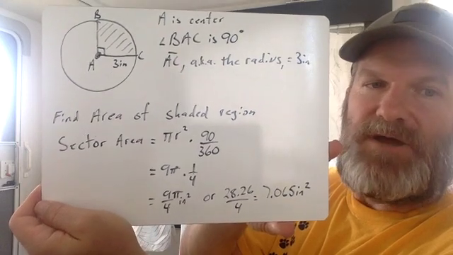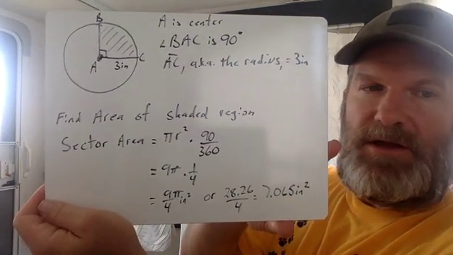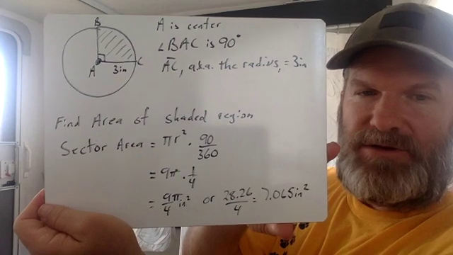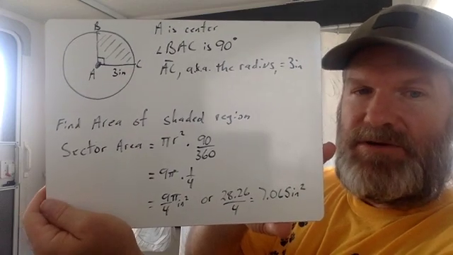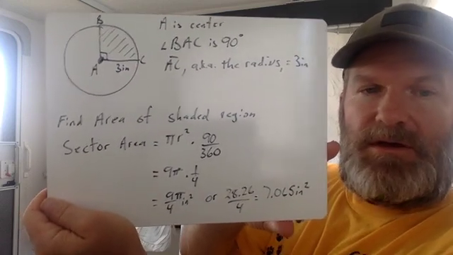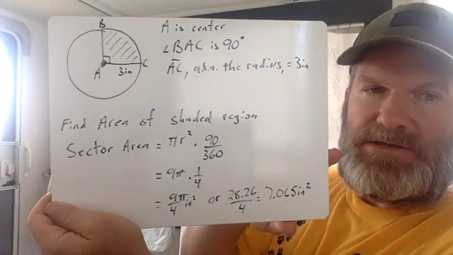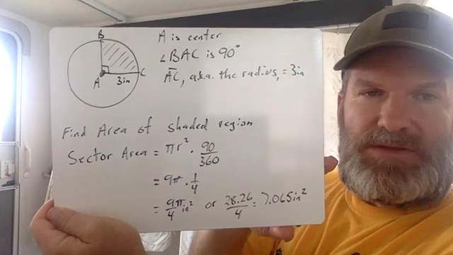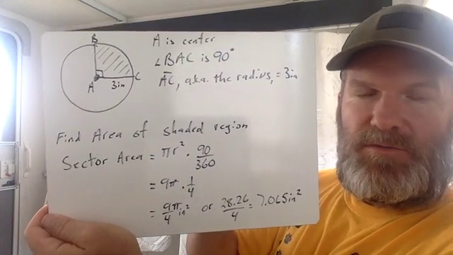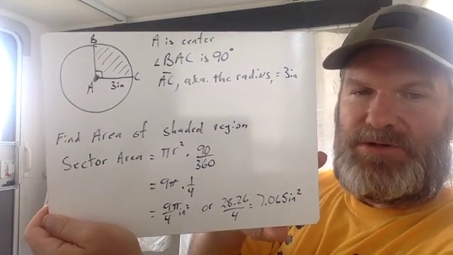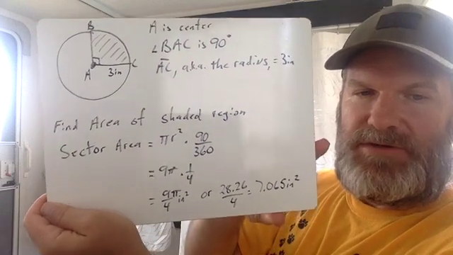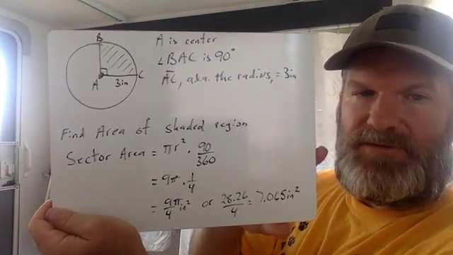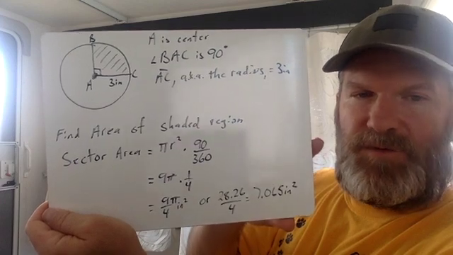So that's the strategy. Find the area of the whole circle and then multiply it by the fraction that we're interested in. And the fraction that we're interested in is always going to have 360 as its denominator because there's 360 degrees in the circle, and we just want to know what is the area of the 90-degree portion of that. So 90 out of 360 reduces to 1/4. So we're basically trying to find the area of 1/4 of this circle.